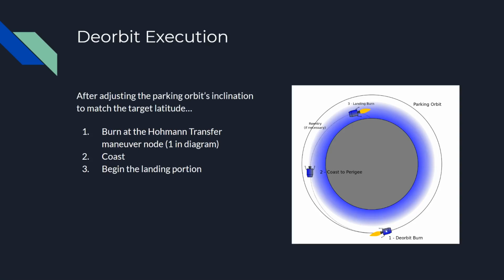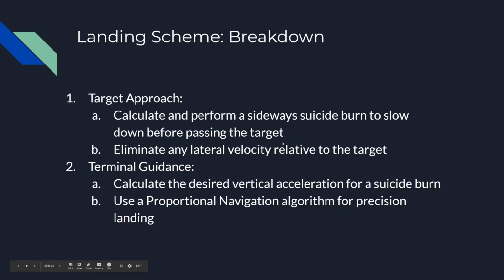This is a quick diagram of what's going to be happening for the landing portion. So first deorbit, then we coast to the perigee, and then we're going to be doing our landing burn. The landing phase consists of two guidance schemes. The first one is to ensure that I don't pass over the target, so I'm going to be slowing down so I can actually fall down and land. Otherwise, we'll just continue going into the orbit that I'm already at. And this also does a nice job of efficiently eliminating a lot of the energy from my orbit.